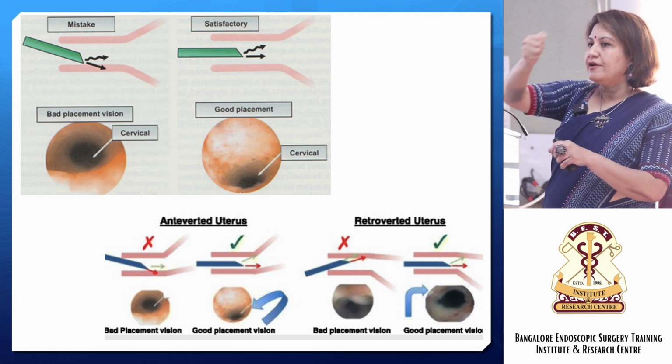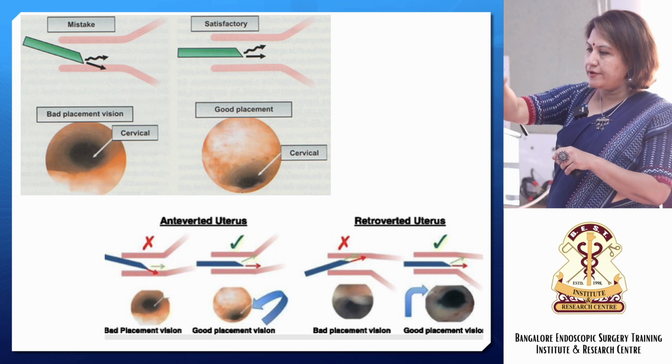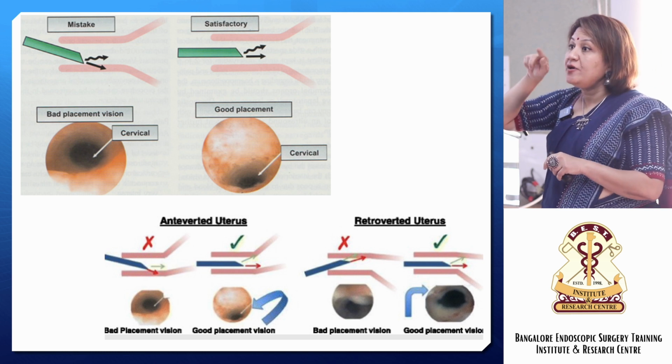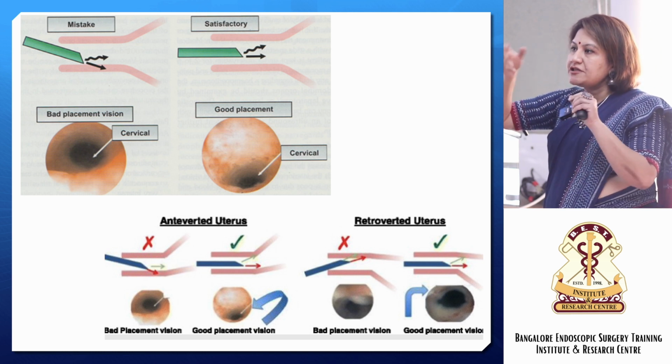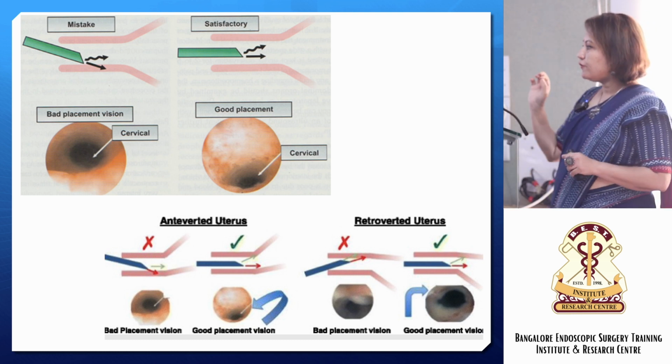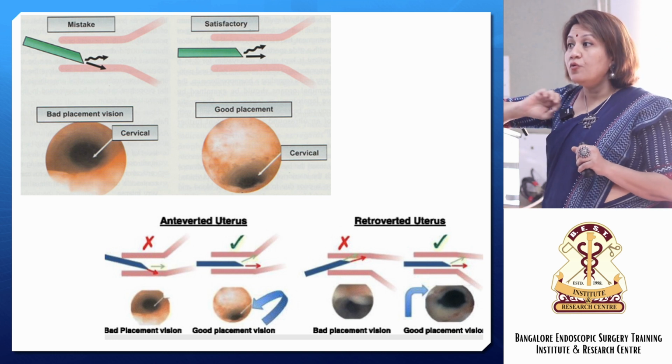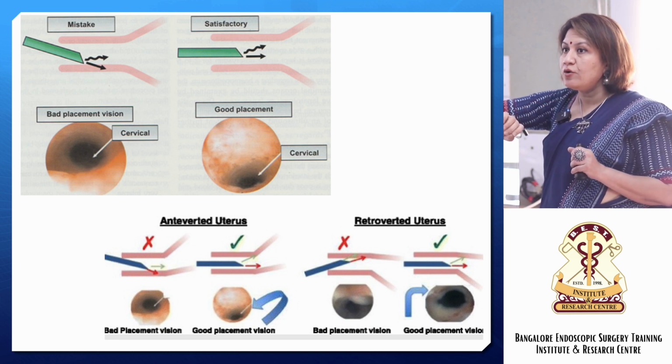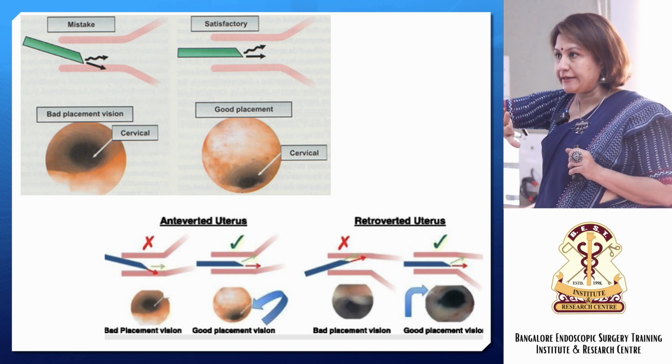In such a situation, you'll have to bring your light cable to 12 o'clock, so you're looking posteriorly, and at that time the os should be at 12 o'clock in the monitor. So that's why you need to know your scope before you enter. So this is important. If you follow this principle, most of the time you will be able to negotiate the os without dilating.